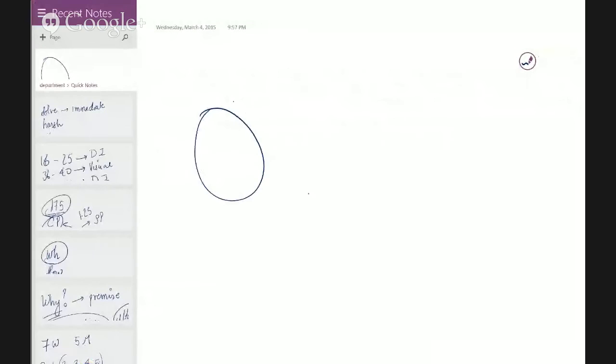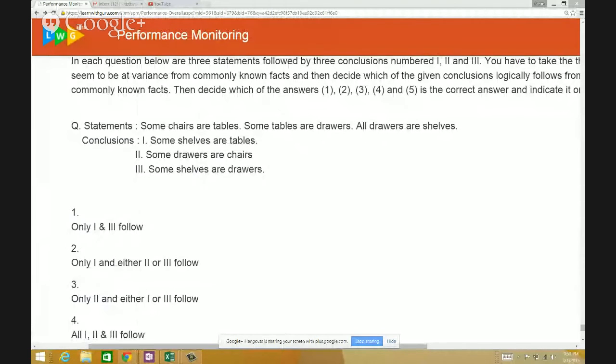Some chairs are tables, so I'll quickly draw a chair and table. Keep in mind, if it is true, it should be true in all cases. If it is not, only one case is enough.